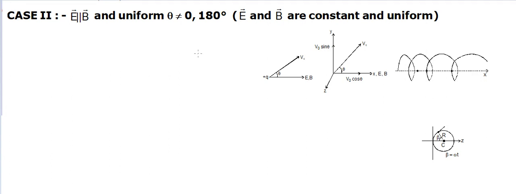So what we need to do, here is the picture, we can start looking at this. This is the primary picture that is trying to explain that the positive charge Q has been given velocity V0 at an angle theta from the direction of E and B, and E and B both are uniform in the direction of X as shown in the figure. So we can use the coordinate system, x-axis, y-axis, z-axis, and that's the initial situation, and we can think that the particle starts from the origin.